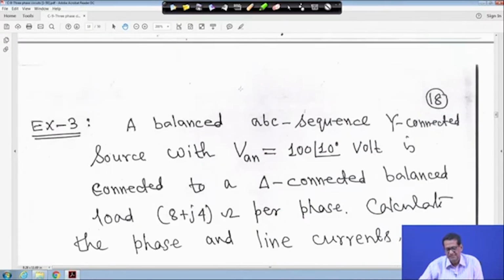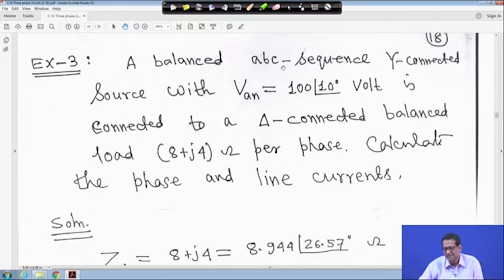So, take a small example. A balanced ABC sequence star-connected source with Vn equal to 100 angle 10 degree volt is connected to a delta-connected balanced load of 8 plus j4 ohm per phase. Calculate the phase and line current.